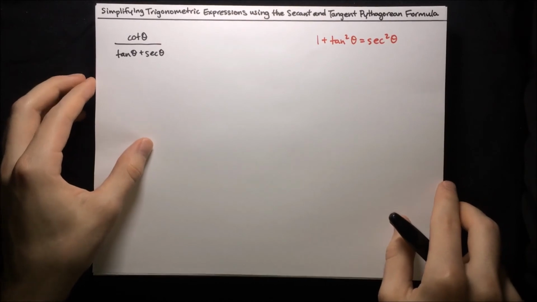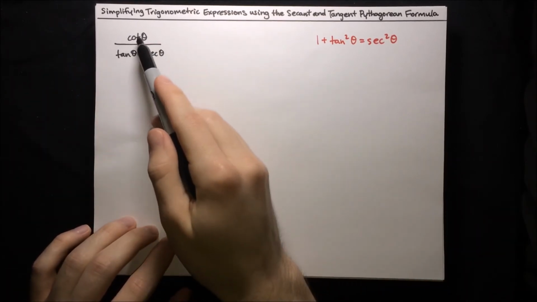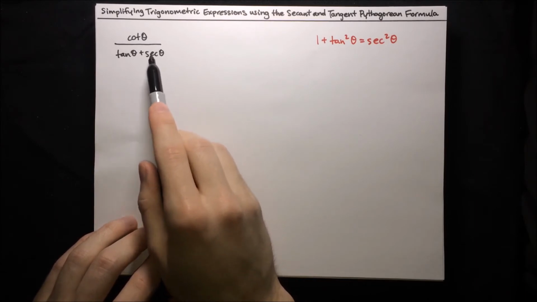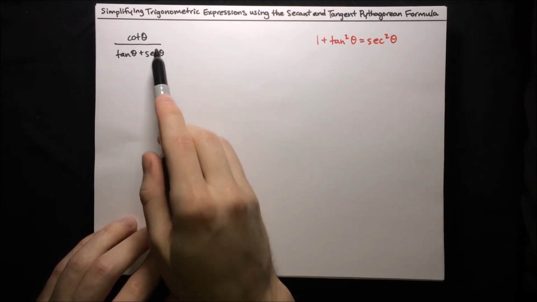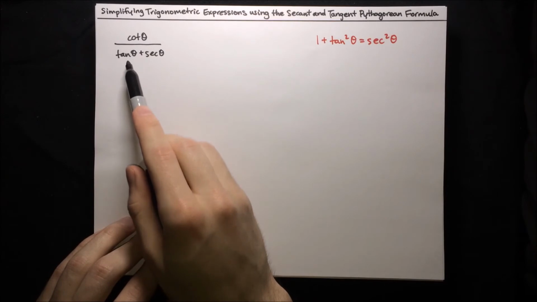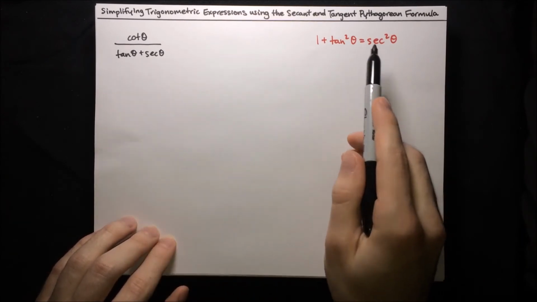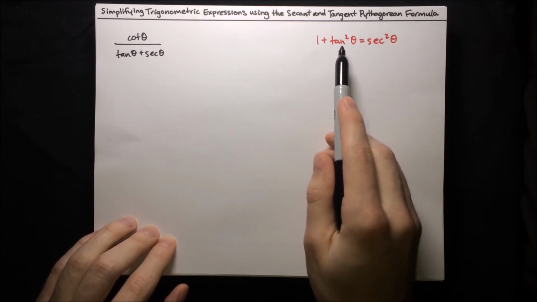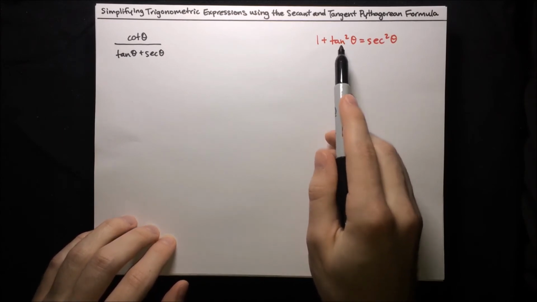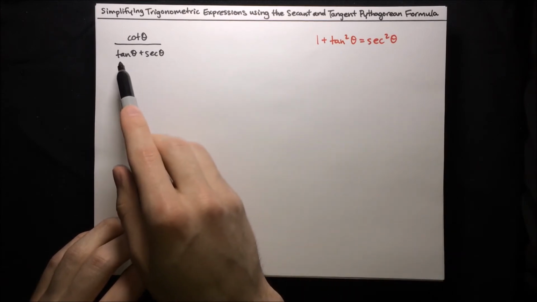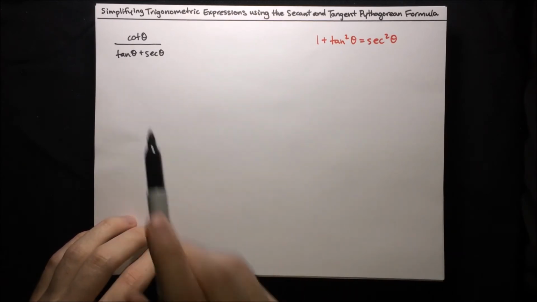For our last example, we're going to simplify cotangent divided by tangent plus secant. And one thing should jump out at us right away. There's a tangent and a secant in the denominator here. So that kind of suggests that maybe we can simplify this denominator a bit using the secant and tangent Pythagorean formula. So let's try to rearrange this formula so that tangent and secant are on the same sides, and then maybe we'll get some insight as to how this denominator can simplify.